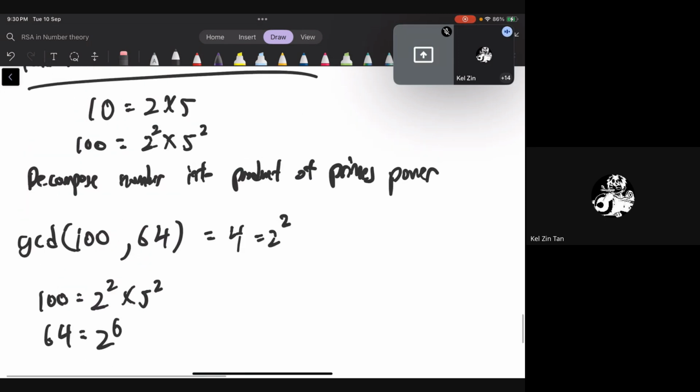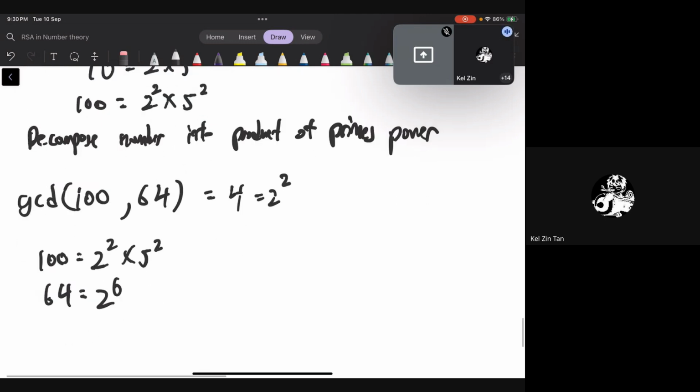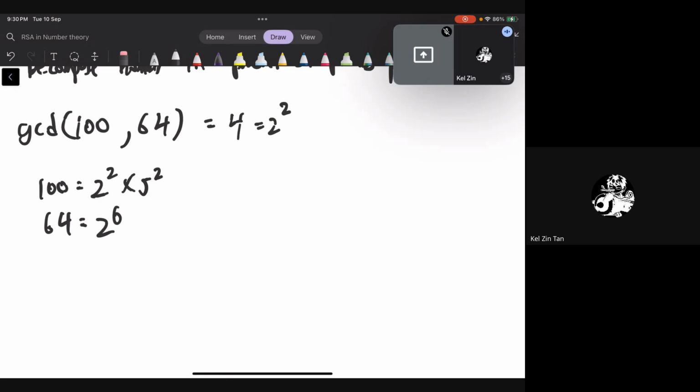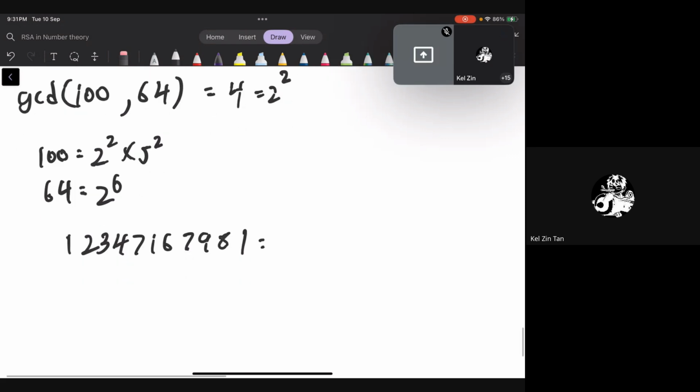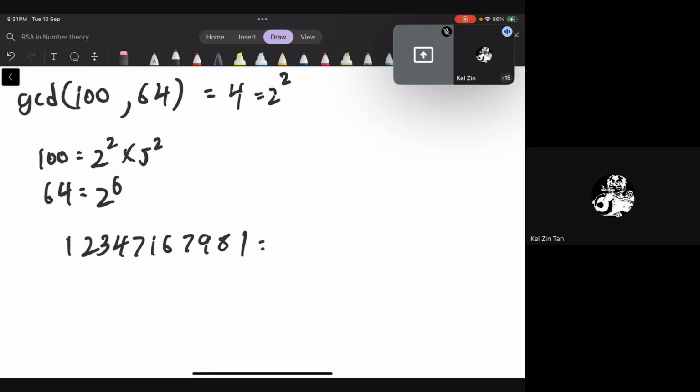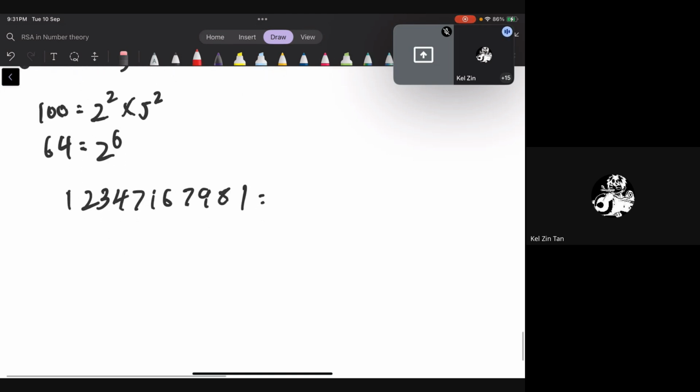But this is not always easy to do, because what if this number is very large and this number is very large? Then you have to factor the numbers into primes. Just imagine a very large number that you want to decompose into a product of primes. This is hard. You have to do integer factoring, and integer factoring is hard. So how do we find the GCD of two numbers quickly without factoring is the question I'm trying to solve here. In ancient times, Euclid introduced the Euclidean algorithm.